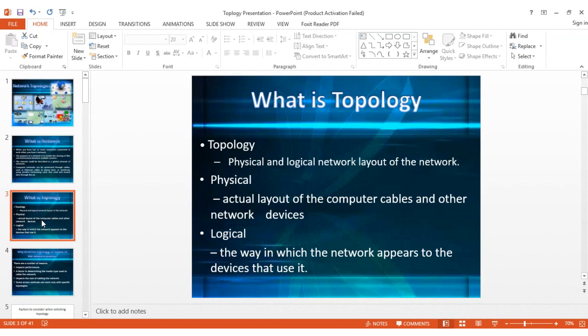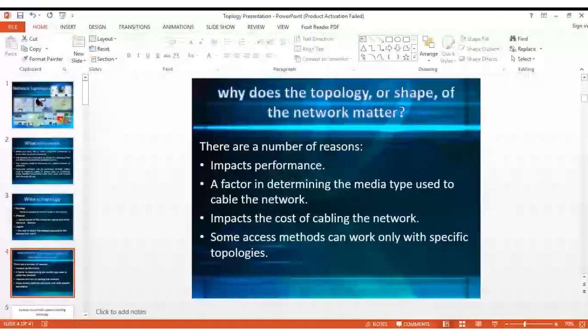For the physical layout, we are able to see how we have connected the cables, or how we have connected one cable from the switch to the computer. But the logical layout is conceptual. We cannot see it. Only the devices that communicate with each other are able to see that connection. That is what we call the logical and physical topology layout. Any question on that? I hope you have understood that.